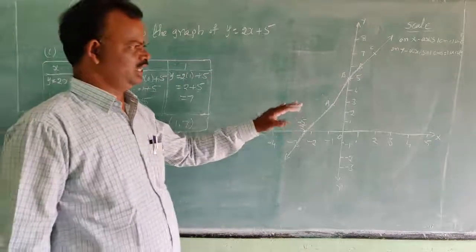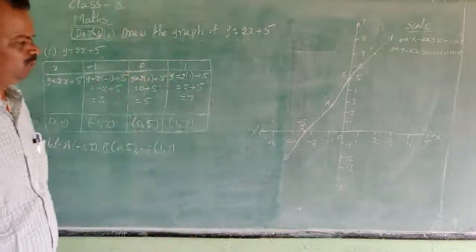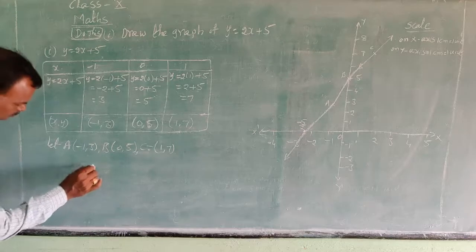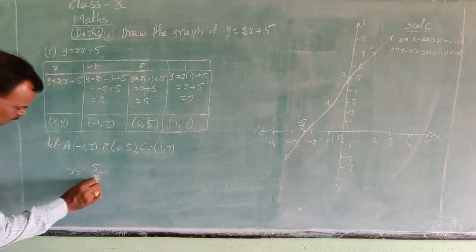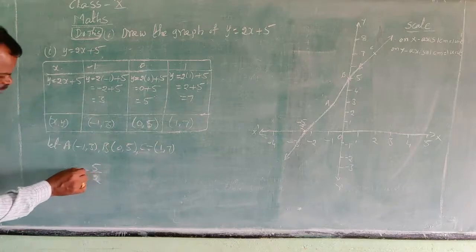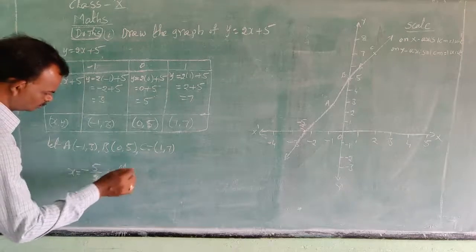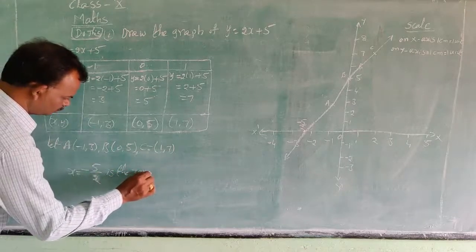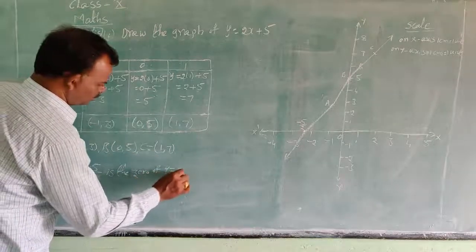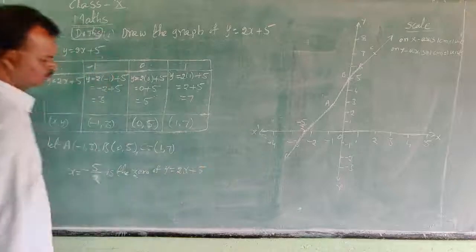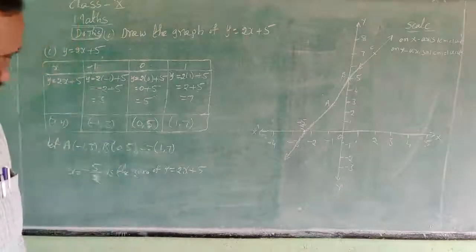It touches the x-axis at minus 5 by 2. So that means x is equal to minus 5 by 2 is the zero of the polynomial y is equal to 2x plus 5.